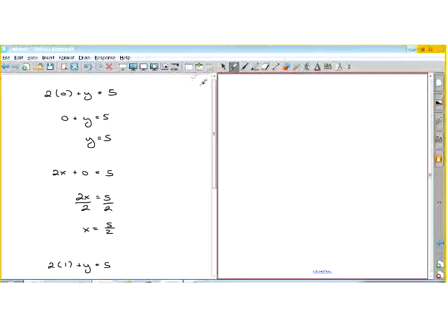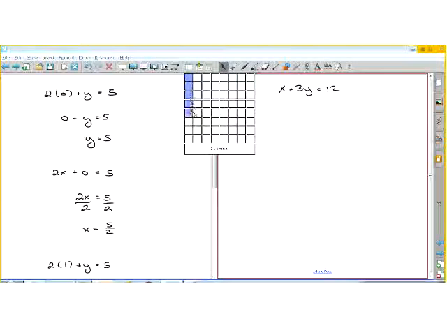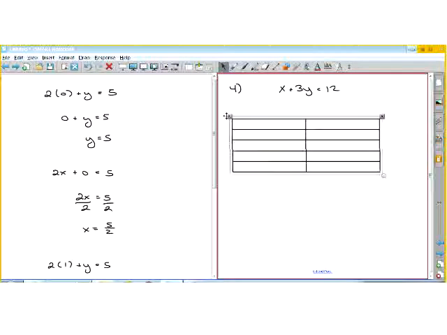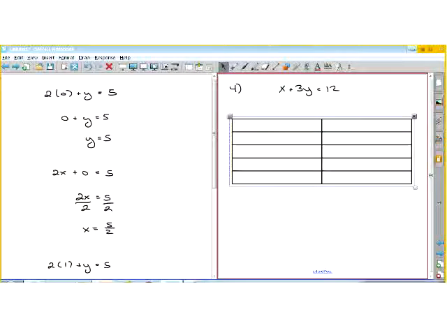Okay, so let's do 4 now. So our equation is x plus 3y is equal to 12. We have again 4 points that we're trying to find. We're given x and y, we'll give them one or the other. So same kind of deal. This is going to be x, the x coordinate. It's going to be the y coordinate.